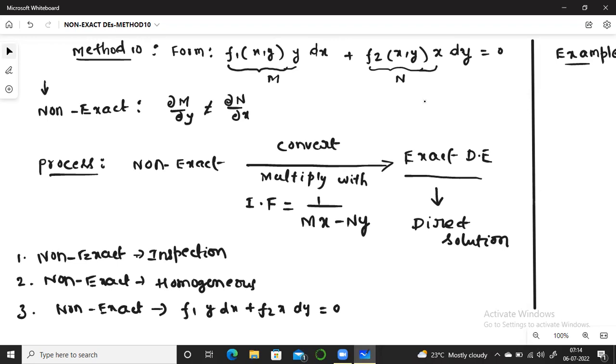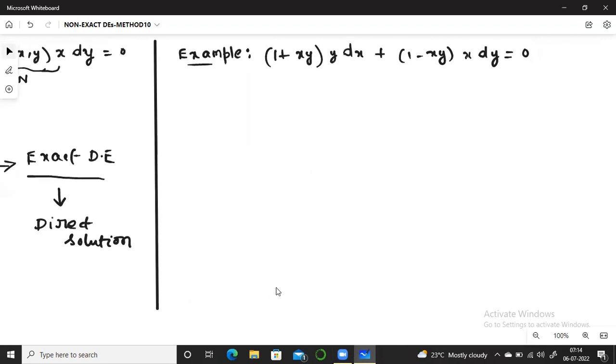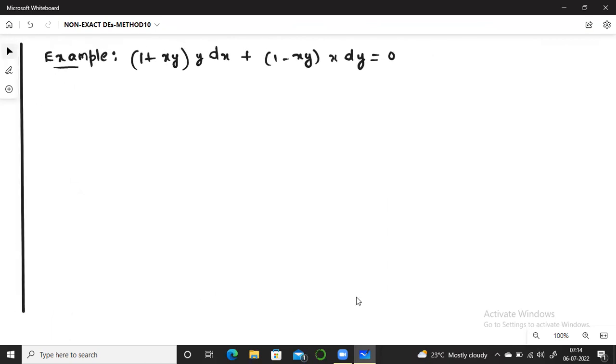This is the third case in non-exact forms. Now we are seeing this method by taking a direct problem. Let me take an example: 1 plus xy into y dx plus 1 minus xy into x dy is equal to 0. Now, see, this is a function of x comma y, and this is also a function of x comma y. You can treat it as f1 of x comma y into y dx plus f2 of x comma y into x dy is equal to 0. Now it is like the method 10 form only.